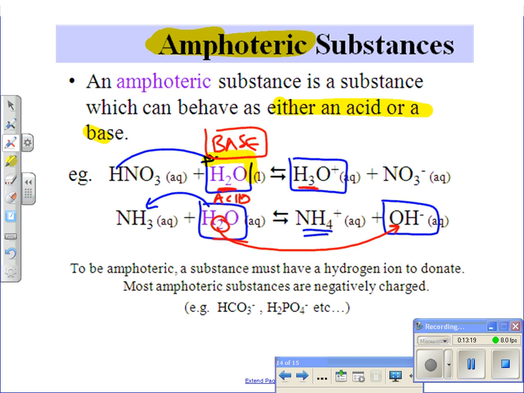To be amphoteric, a substance basically has to have a hydrogen ion to donate, and it's usually, with the exception of water, negatively charged, because in order to tack another H on, it has to be able to cancel out a negative charge. So to find something that's amphoteric, two things: it's got to have an H to give if it's going to be an acid. To be a base, it has to have the ability to accept an H, which means it usually has to be negative.